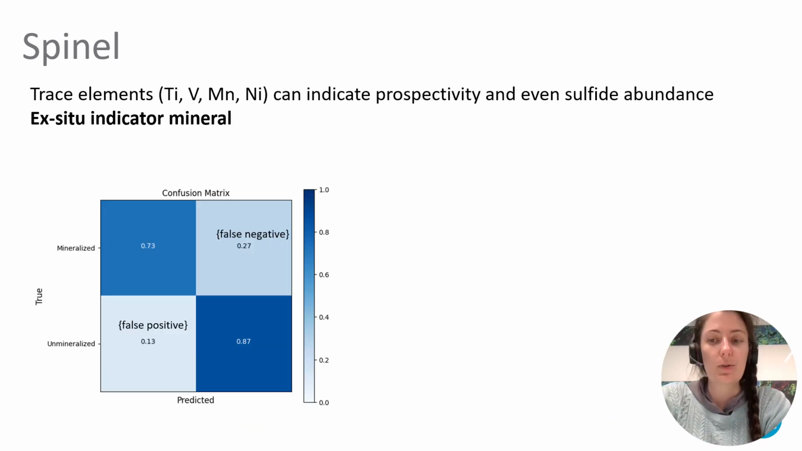So moving on to trace elements, we can see in our little confusion matrix down in the bottom that the machine learning model does a really good job at giving accurate predictions of whether or not the system is mineralized. This means that if we picked up a spinel ex situ on the surface or in transported cover, we could analyze it with the laser ablation ICP-MS and understand whether or not it's likely from a mineralized deposit or an unmineralized deposit.